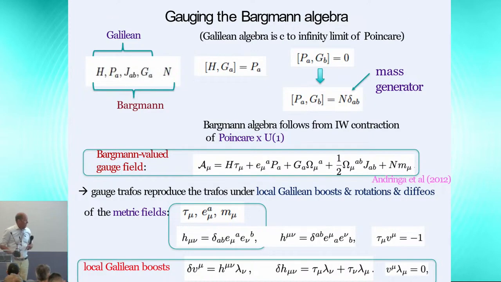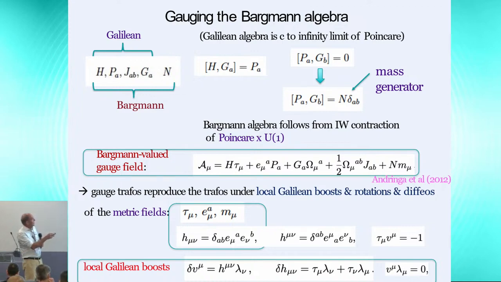By the way, I have very few technical slides, and this may be the most technical. But what's one way to think about Newton-Cartan geometry? Actually, in a very nice paper by Andringa and the Groningen group of 2012, it is by thinking of this local symmetry that you want to have. It's not Galilean, but it's Bargmann.